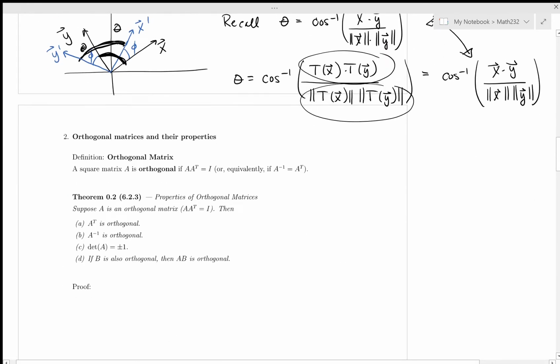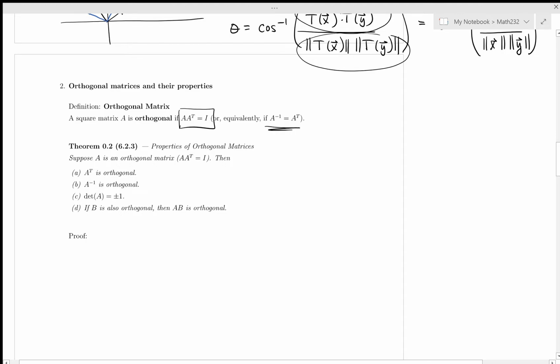So the next thing we're going to talk about is, we've got an orthogonal operator, so what does its standard matrix look like? Are there characteristics of this matrix, when we've got an orthogonal transformation, that will allow us to identify that? And indeed, the answer is yes. A square matrix is orthogonal if A A transpose is I. Or you can write that equivalently, if A inverse equals A transpose.